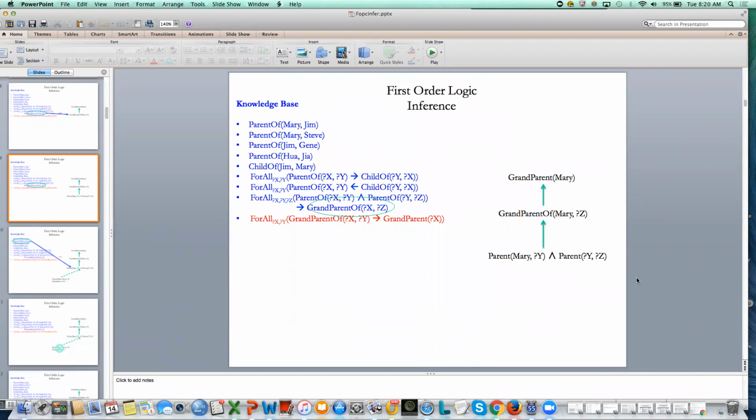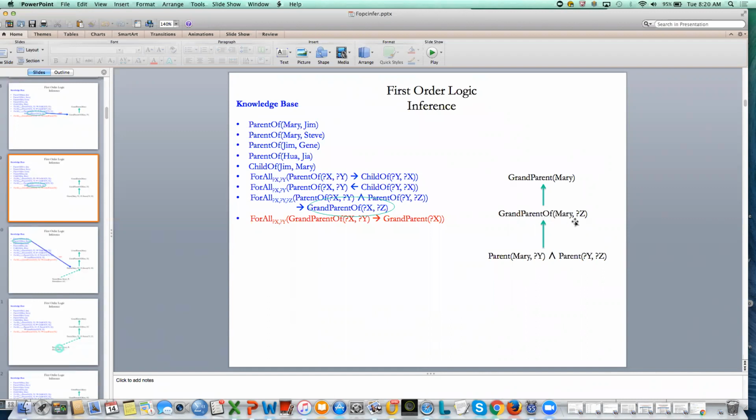We've got to make sure that we do the bookkeeping correctly, so that an x from this rule is never confused with an x from this rule, or a y from this rule is never confused with a y from this rule. If you were to actually implement a theorem prover in first order logic, making sure that you kept these variables distinct, even though they had the same name, would be an important bookkeeping problem. So we apply those substitutions throughout.